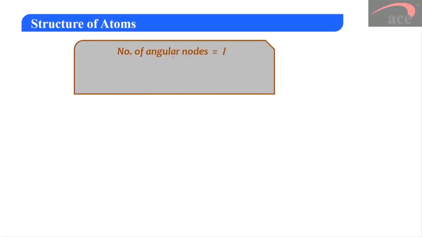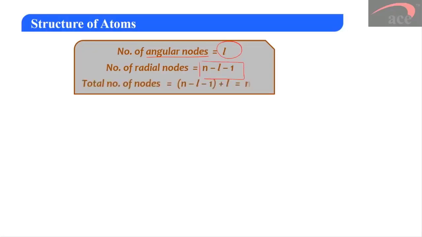So again, let us revise the formula. If I have to find the angular node, the value is L. And the radial node is n minus L minus 1. I repeat, angular node is L and radial node is n minus L minus 1. The total number of nodes is n minus L minus 1 plus L. So this L and L get cancelled and the formula is n minus 1.